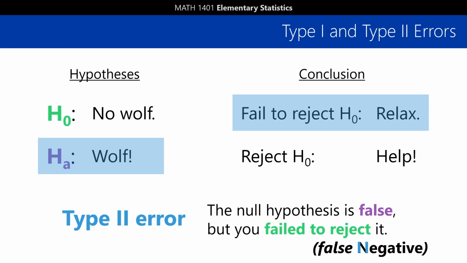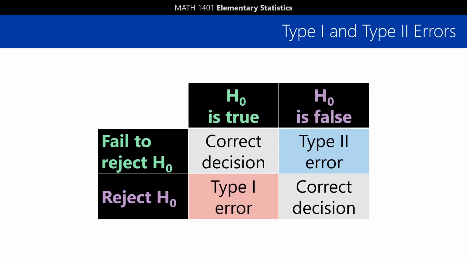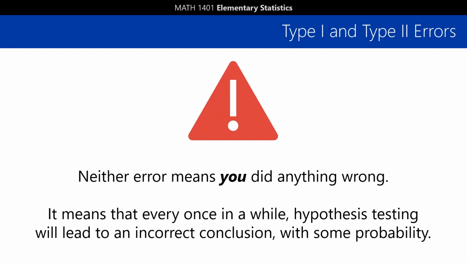So the moral of the story, besides the obvious ones about spreading misinformation, is that type 1 and type 2 errors are what you get when you make the wrong conclusion about the null hypothesis. If the null hypothesis is true and you reject it, that's a type 1 error. But if the null hypothesis is false and you fail to reject it, that's a type 2 error. An important thing to note, though, is that even though we call these errors, they don't mean that you as a statistician did anything wrong.